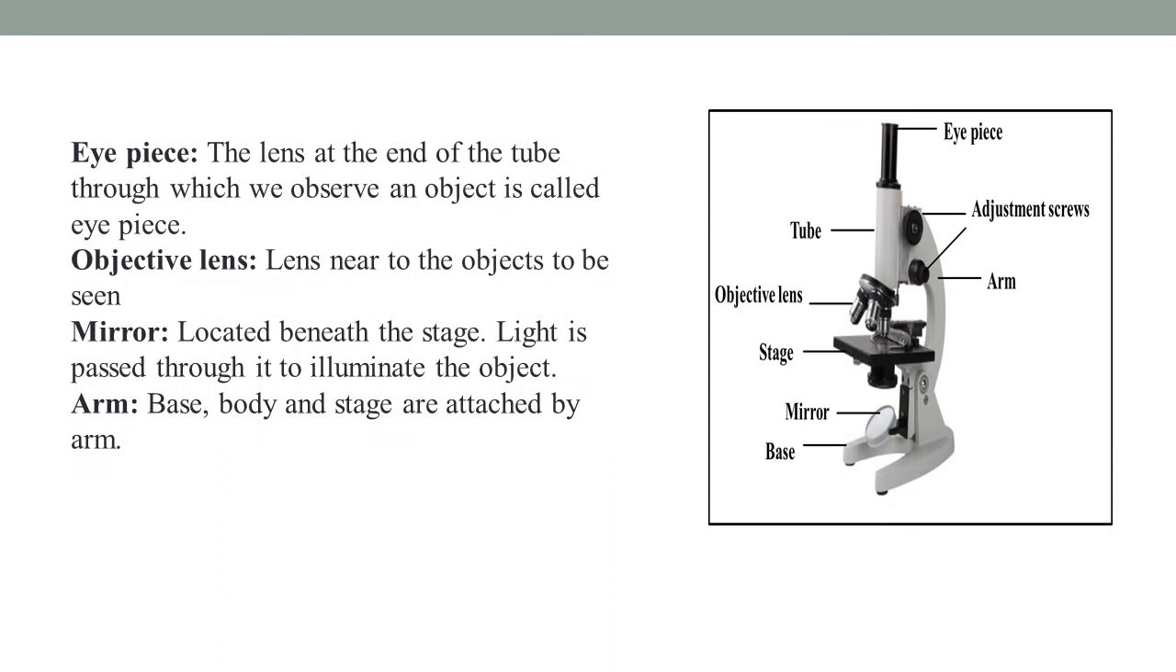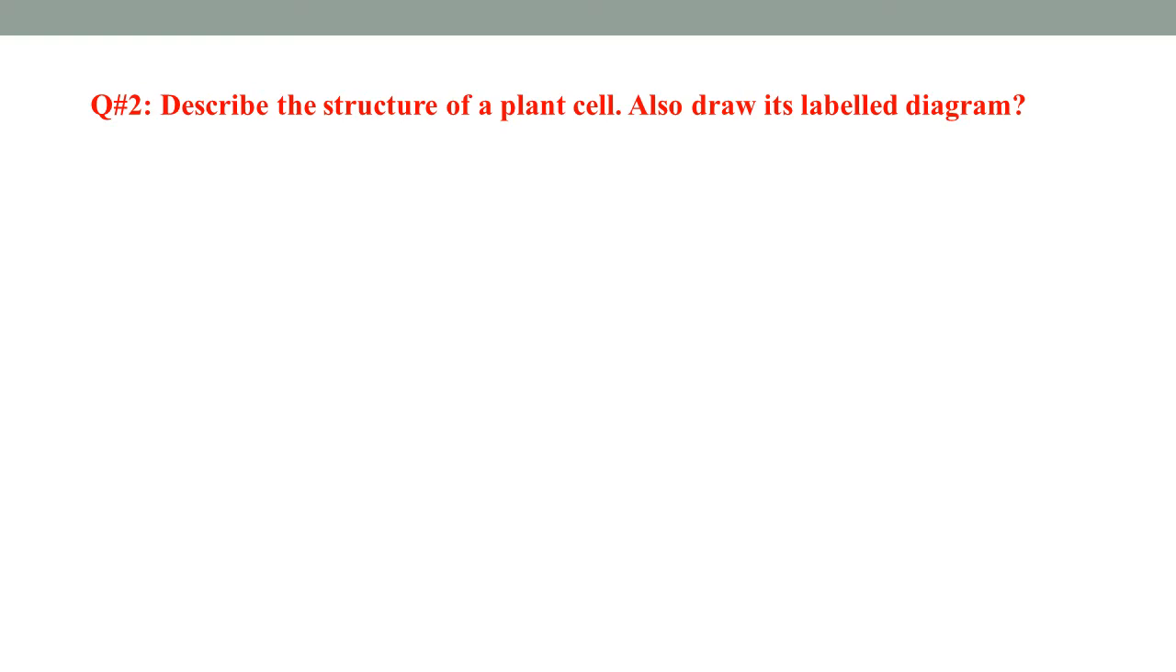Now eyepiece, that is the lens at the end of the tube through which we observe an object, while objective lenses are placed near to the objects to be seen. Mirror is located beneath the stage. Light is passed through it to illuminate the objects, while arm provides support to base, body and stage of the microscope.